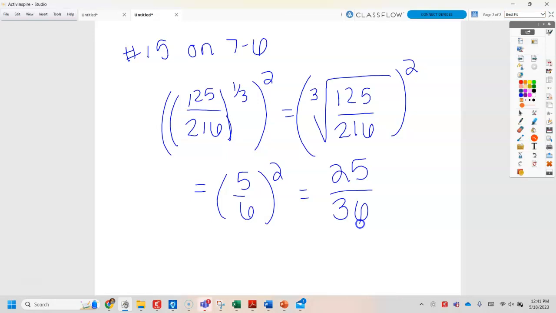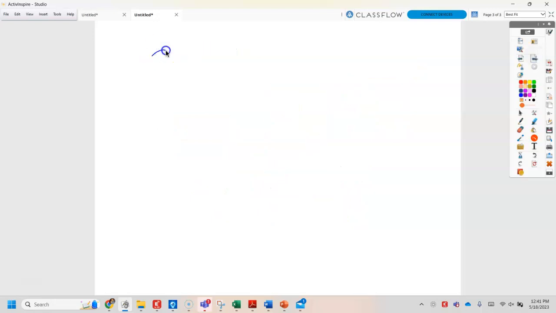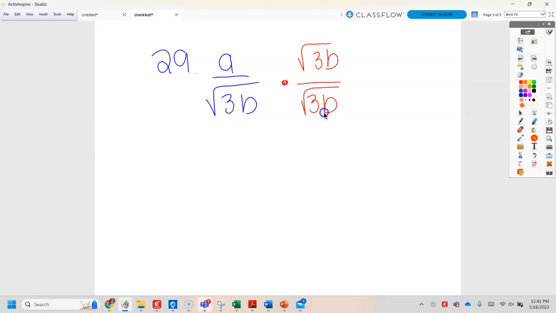Can you get rid of, on 29, the square root in your denominator? So if 29 was the problem on your page, do you know how to fix that? Because that's not your answer right now. But that's what it would look like. So if you had that, yes. That's exactly what you would do. So to fix this problem, you're going to multiply the top and the bottom by the square root of 3b.